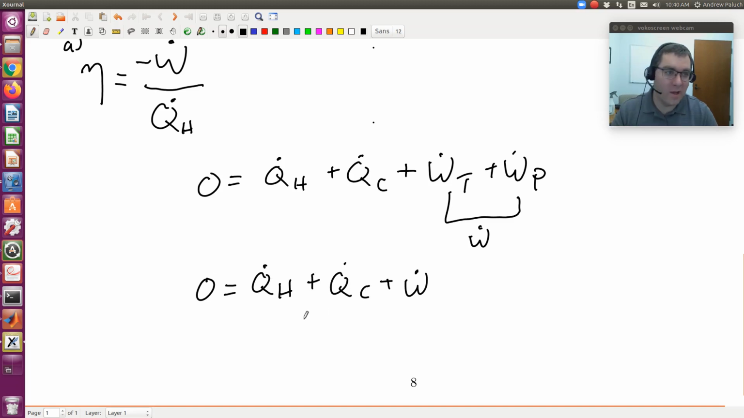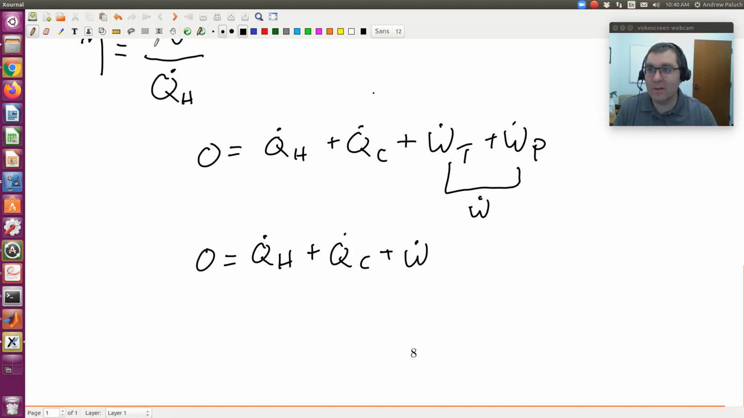On the left-hand side, again, we're assuming steady state behavior. We're ignoring any effects due to kinetic or potential energy, so my plant's not moving, and we have a cycle. So we're starting and ending at the same point, so the change in all of our state properties is going to be 0 for our process.